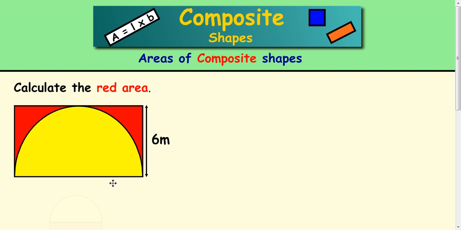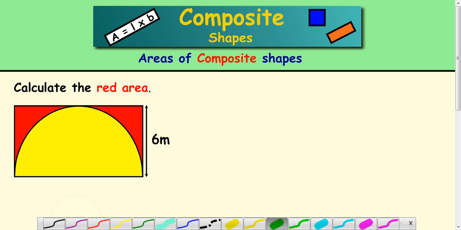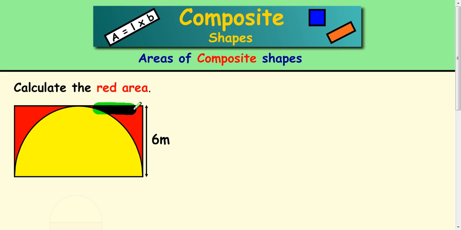Okay, this second example has shapes within other shapes. So I've got a semicircle inside a rectangle. Now, what I'm asked to do here is I'm asked to calculate just the red part. So that's just this bit here, this red bit, and this bit over here. So not very much at all, less than the semicircle.